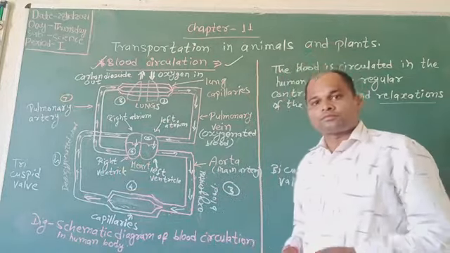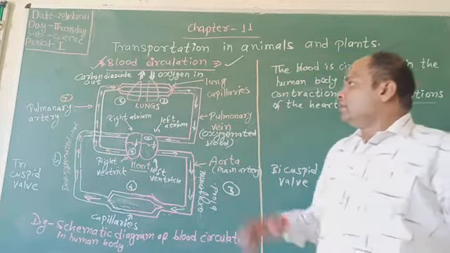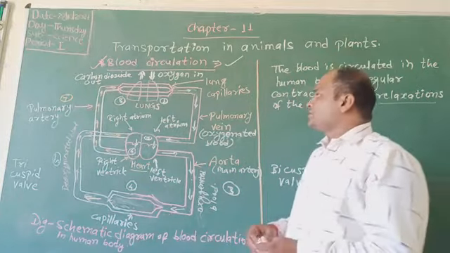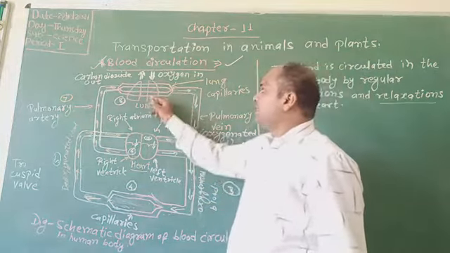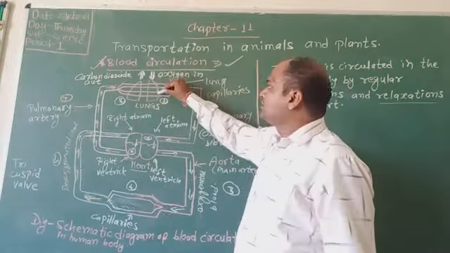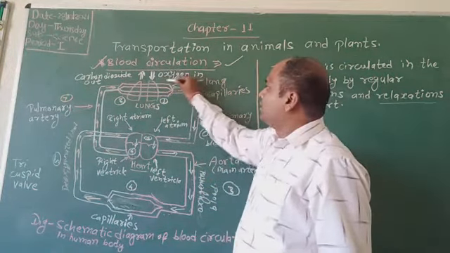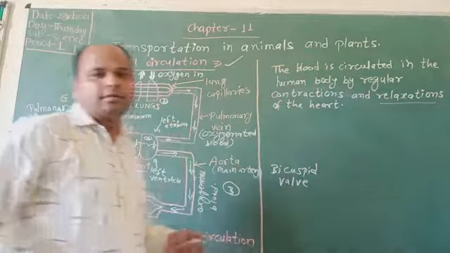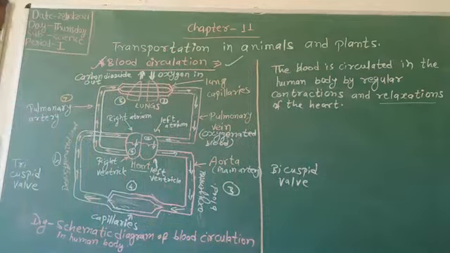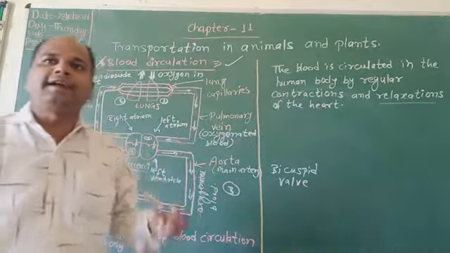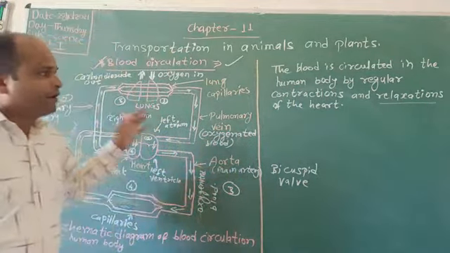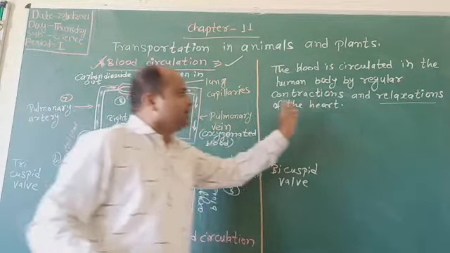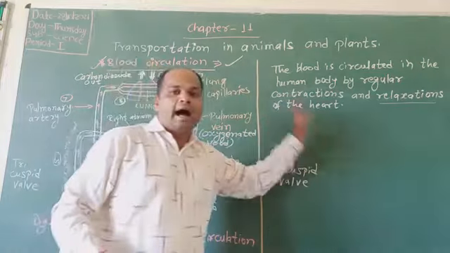Today in class we will discuss blood circulation. In this picture, students, this is the lung, and oxygen enters the lung. After that, students, blood is circulated in the human body by regular contractions and relaxations of the heart.